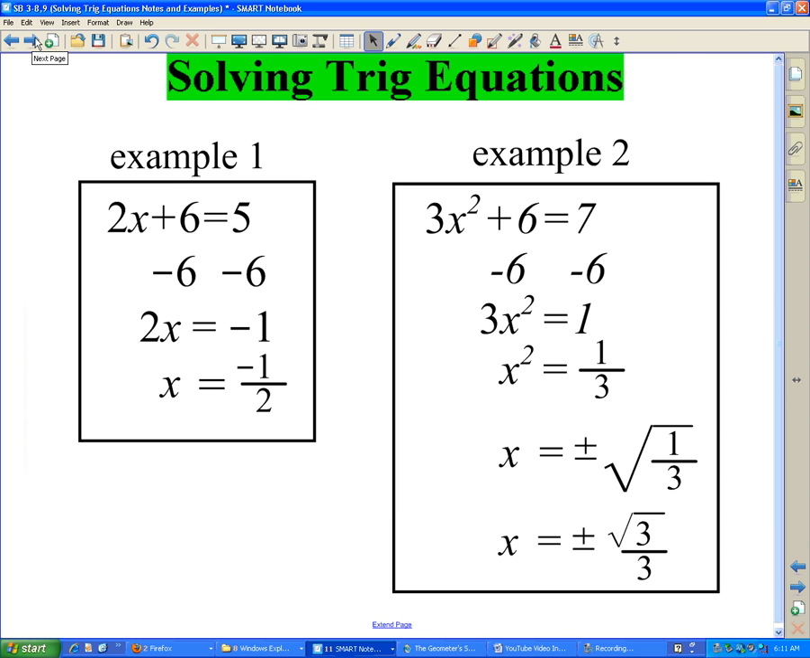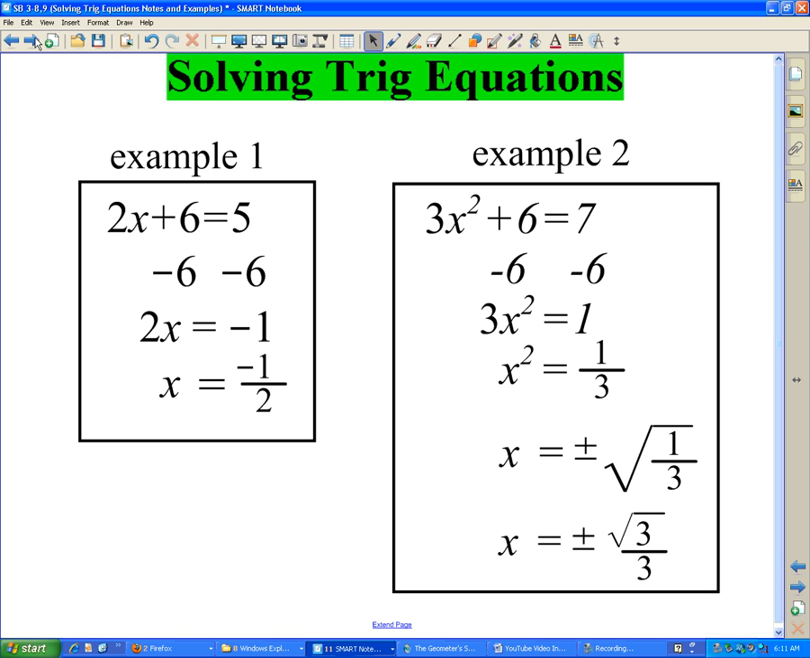Here's just a couple non-trig equations, just algebra equations. The first one, example 1, is a simple linear equation, x to the first power. All you do is solve for x. And the reason that I throw this one at you is because if all you have is a sine of x, or a cosine of x, or a tangent of x, you don't have a sine squared or cosine squared, you're going to solve it pretty much exactly like example 1, except for the very last step. You don't have to do anything fancy.